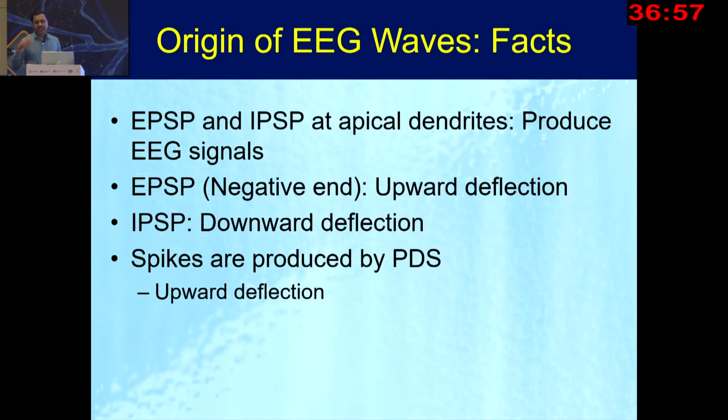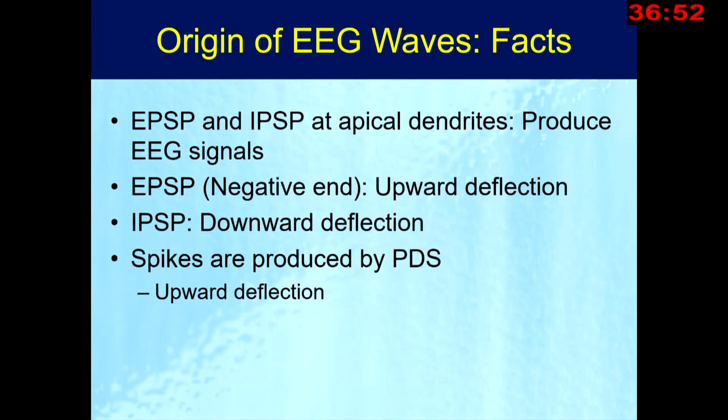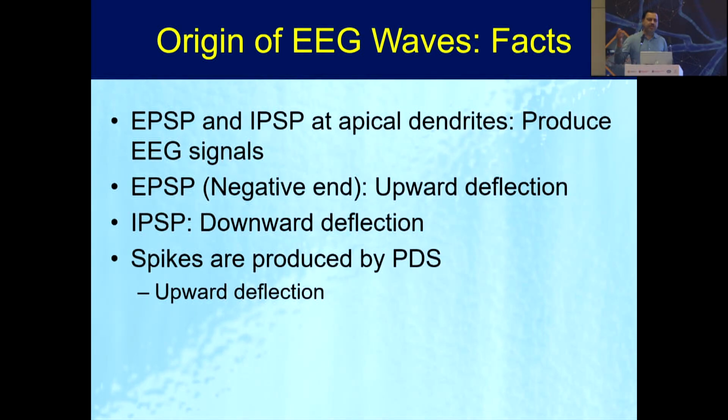Now, whenever there is an excitatory postsynaptic potential, the negative end is toward the surface, and negative produces an upward deflection; in physiology, negative is up. So this will produce an upward deflection on the EEG waveform. An inhibitory postsynaptic potential will produce a downward deflection. Fortunately, more than 95% of synapses are excitatory, so the majority of the time, whatever we get in the EEG are upward-looking waveforms. So this is how the EEG waveforms are produced.